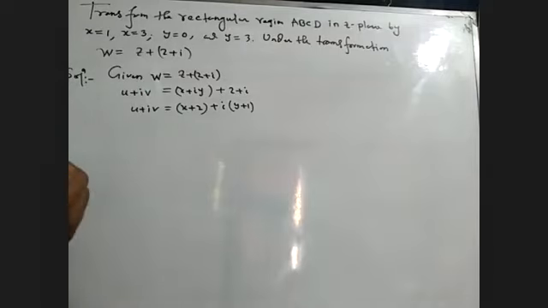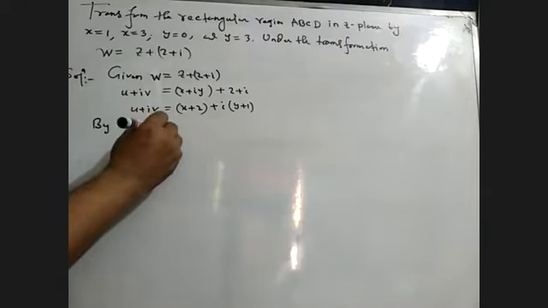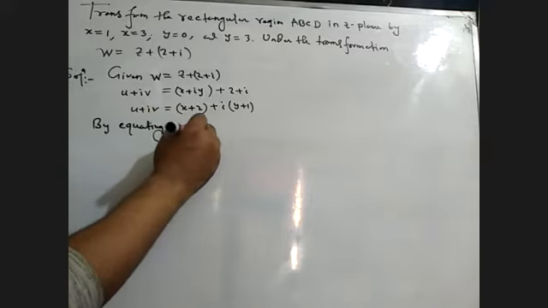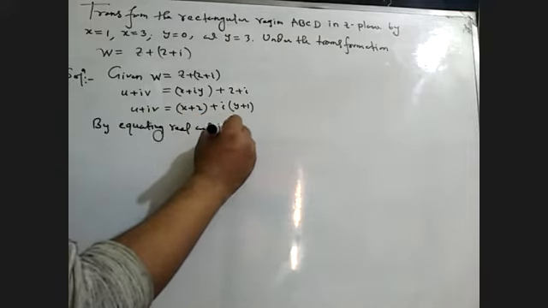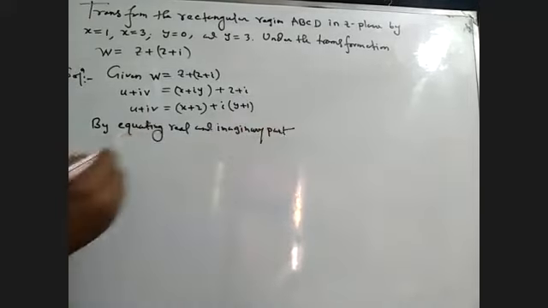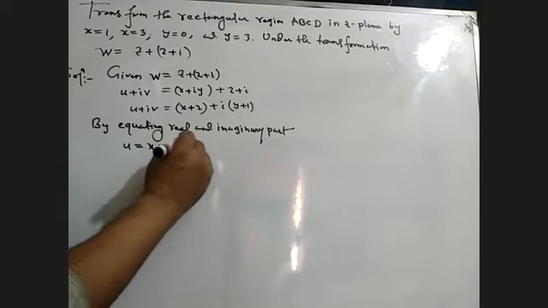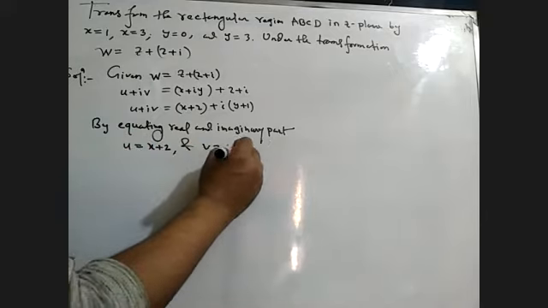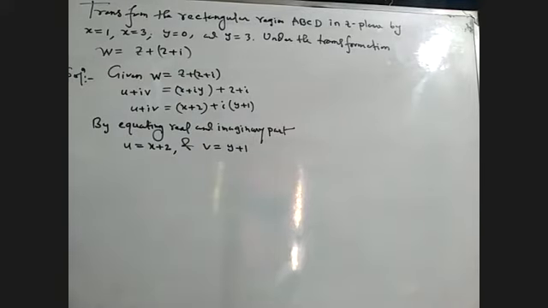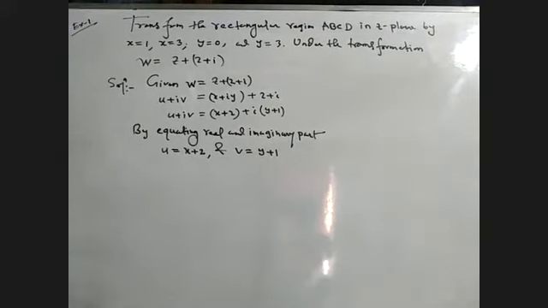Now equating the real and imaginary parts, we have u equals x plus 2 and v equals y plus 1. This is the first example for you.